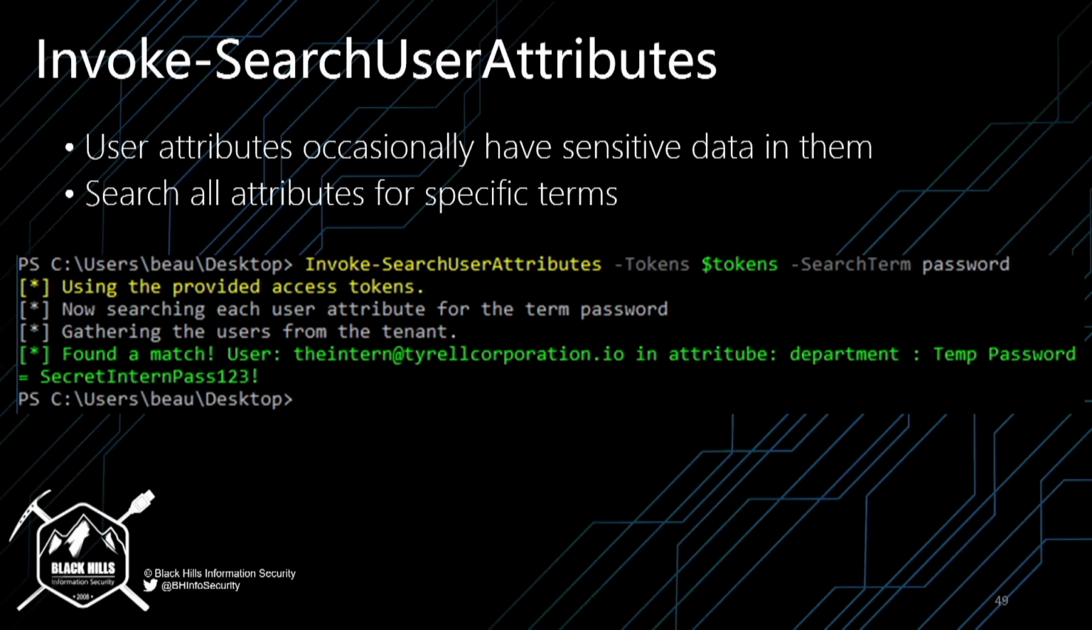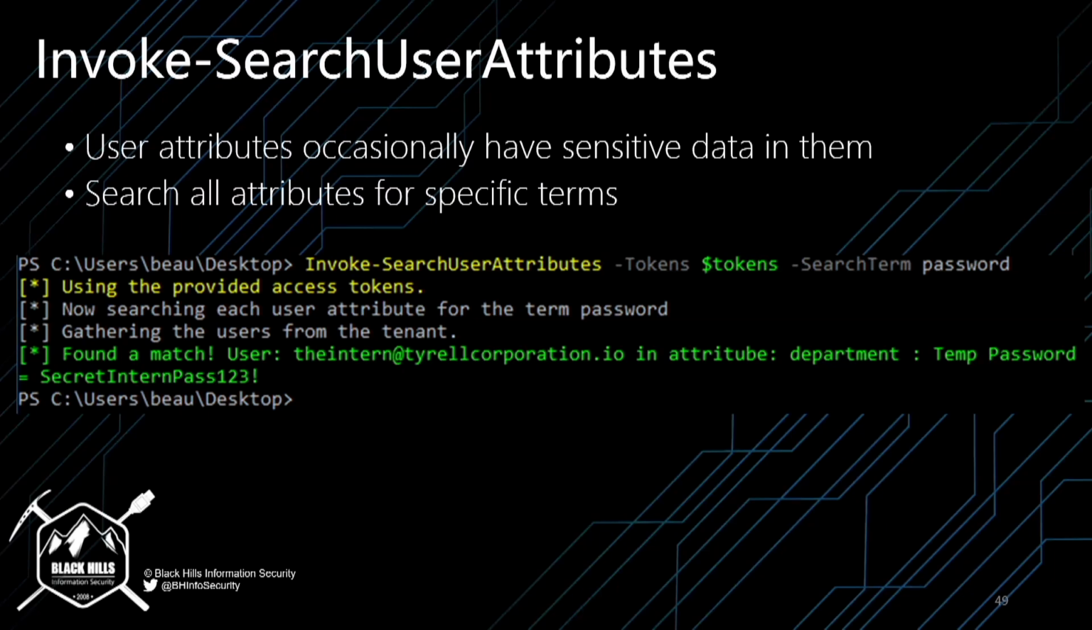User attributes. So invoke-search user attributes. This topic of having secrets in attributes is something that has been around a long time. Historically, the thing that we would notice on engagements, on internal domains, is that occasionally things like passwords would end up in attributes tied to users. Meaning that if you were to list out all the user attributes tied to a user in your Active Directory domain, you may find things like passwords in there.